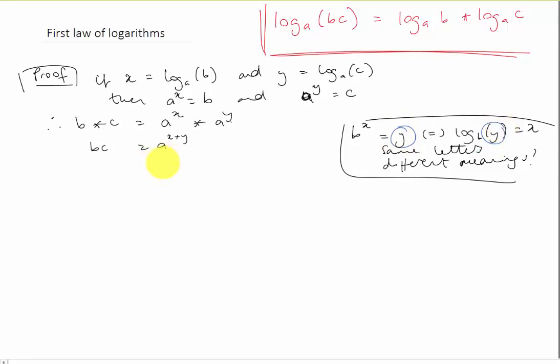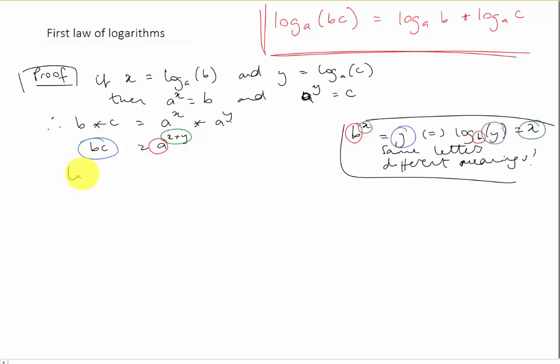And what's our y equivalent to in this expression here? That's our bc. Okay, and now let's circle our base in red, b. And here, what's our base? We're calling it a. And finally, our x value here, in this expression we're calling that x plus y.